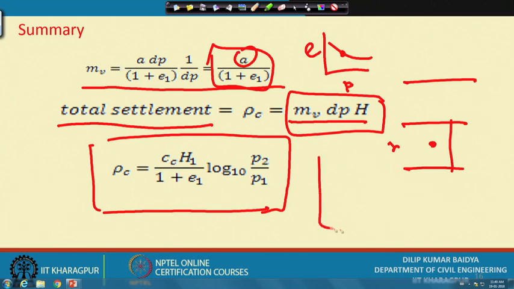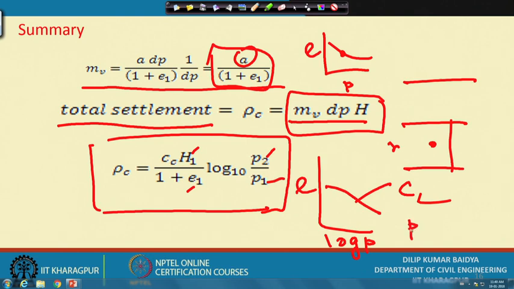That means if I plot, instead of e versus p, e versus log p, then this becomes a straight line, and the slope of this line is called Cc. If I know the thickness of the soil, the void ratio, the initial pressure and the final pressure, where P2 equals the initial pressure P1 plus delta P, then I can find out the total settlement from this equation also.